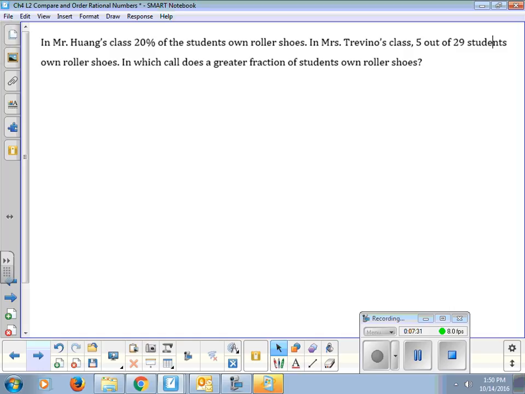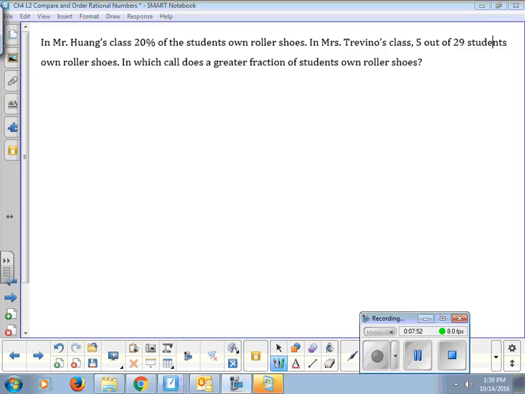Okay, for our next question, we have: in Mr. Hong's class, 20% of the students own roller shoes. In Mrs. Trevino's class, 5 out of 29 students own roller shoes. In which class does a greater fraction of students own roller shoes?